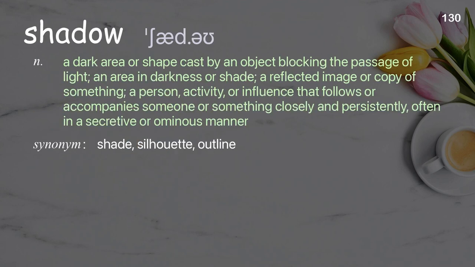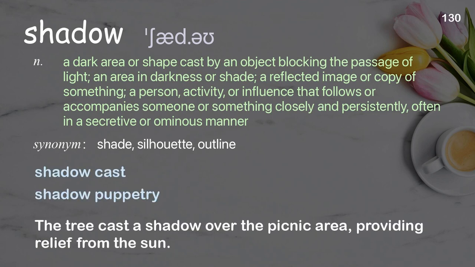Shadow. A dark area or shape cast by an object blocking the passage of light; an area in darkness or shade; a reflected image or copy of something; a person, activity, or influence that follows or accompanies someone or something closely and persistently, often in a secretive or ominous manner. Examples: Shadow cast, shadow puppetry. The tree cast a shadow over the picnic area, providing relief from the sun.